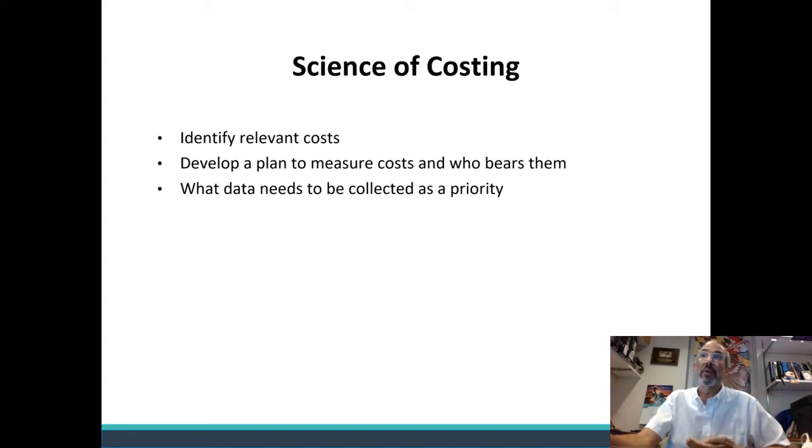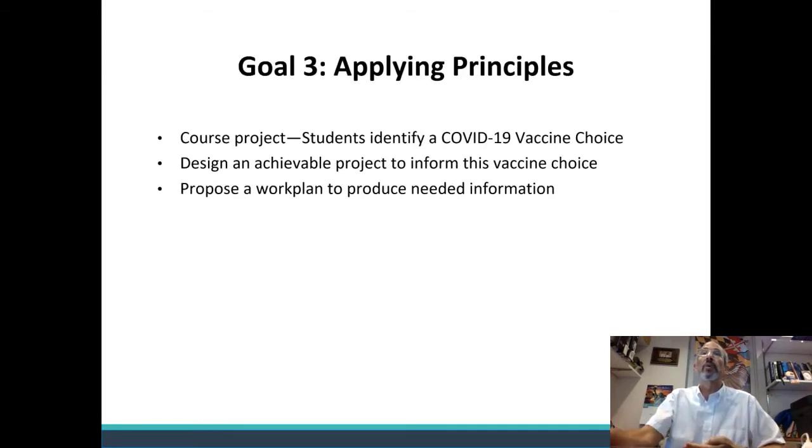And we want to do this right away. We want to get to applications as soon as we possibly can. So we will be applying the principles in this course. All students who complete the course will also complete a project where they will identify a critical choice in COVID-19 vaccine supply or demand or distribution or politics. They will design an achievable project to inform this vaccine choice and propose a work plan in order to produce the needed information. Let me just say a little bit about how those student projects will play out.